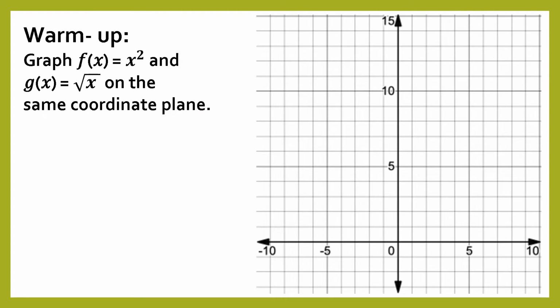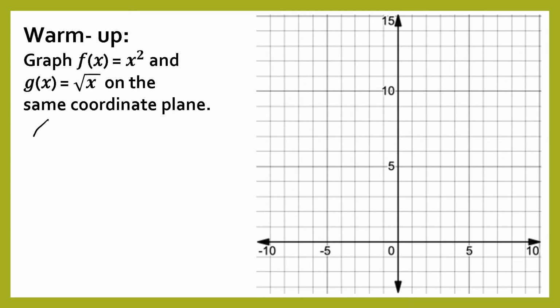So for your warm-up, we're going to graph these two functions. X squared is what type of function? It's a quadratic. So it should be a parabola, where we talked about this yesterday. Square root of x is the inverse of that. So if we want to graph it, we're just going to make a t-table like we did yesterday.